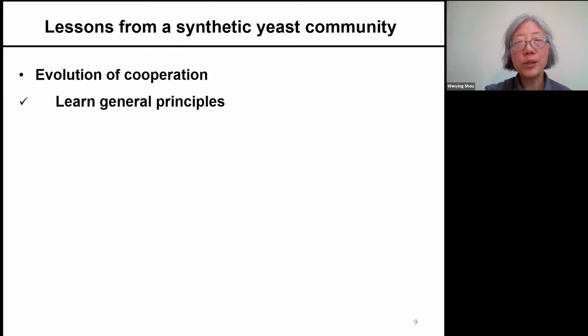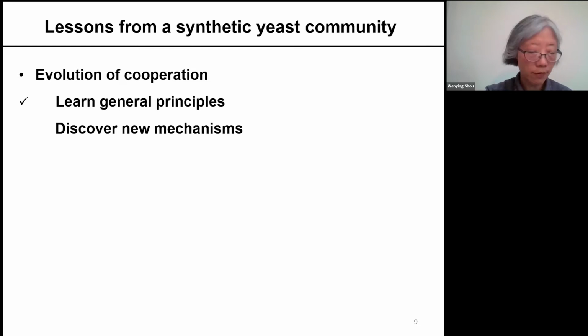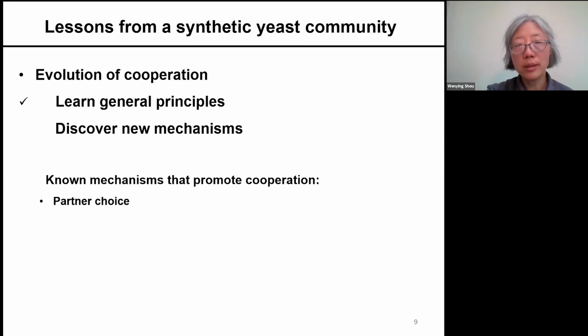So I've shown you how we have used a synthetic community to learn principles that are general to other systems. Now I will show you an example of how we use the synthetic community to discover new mechanisms. There are known mechanisms by which cooperators can be protected from cheaters. The first is partner choice. Suppose I'm interacting with two individuals, and I can recognize this one's a cooperator and that one's a cheater, and I will only interact with cooperators. So this would stabilize cooperation. But our yeast community is engineered and does not have this partner choice mechanism.